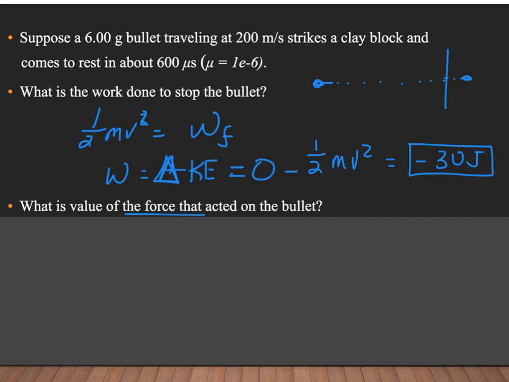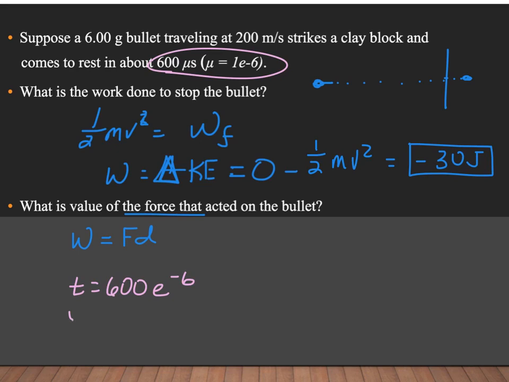Okay, so we know the work done, and we're looking for force. We need to know the distance. Okay, the work is 30. The force is what we want. Distance, not there. Right? They give us time instead. All right, so we have time, and it says 600 microseconds, but I tell you that a micro is times 10 to the negative 6th. We know that the initial speed is 200. We know that the final speed is 0. And we are looking for distance.